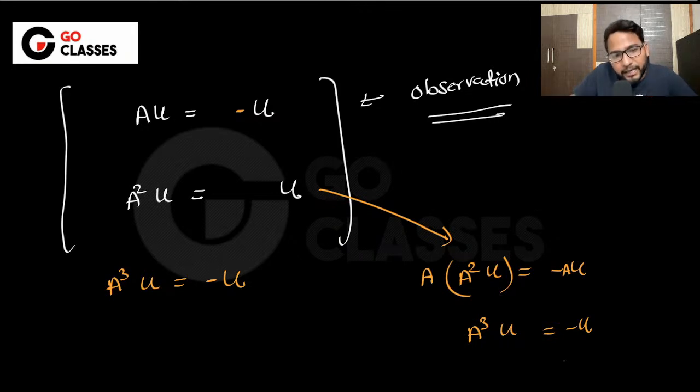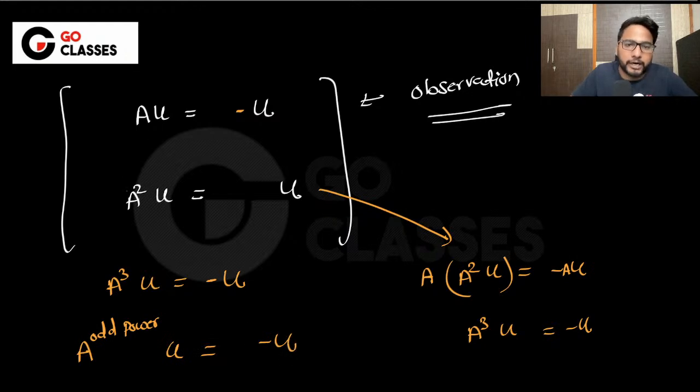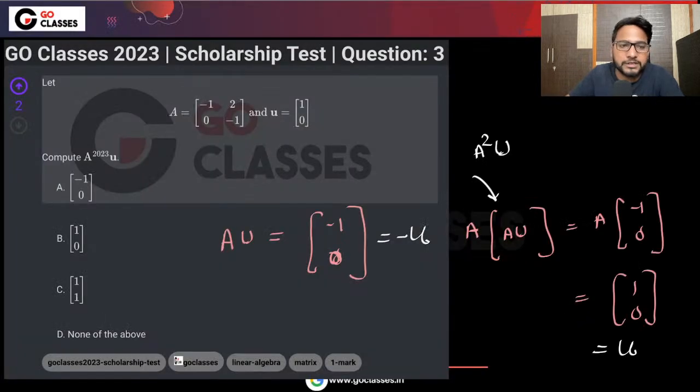So basically, for A to the odd power you are getting minus U, and if it is even power, then you are getting plus U. If it is odd power, then you are getting minus U. So A power 2023 U is minus U, which means A is the correct answer here, minus U. Is this okay to everyone?